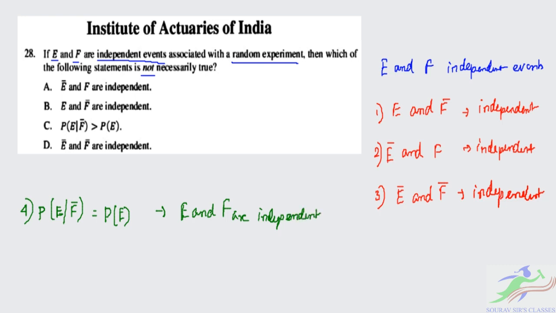So in our case, you can see the option C given over here, that P of E given F bar, the conditional probability of E provided F bar has occurred, is greater than the probability of E, that is not true, right? So this should be equal to the probability, and here the three properties are given. So in our case, the correct option is option C, right? This statement is not necessarily true, and this one is the correct one.